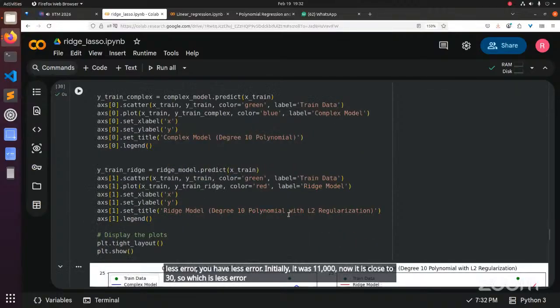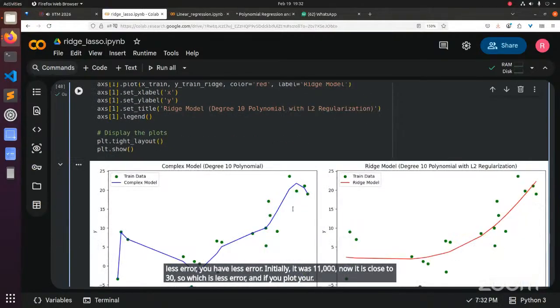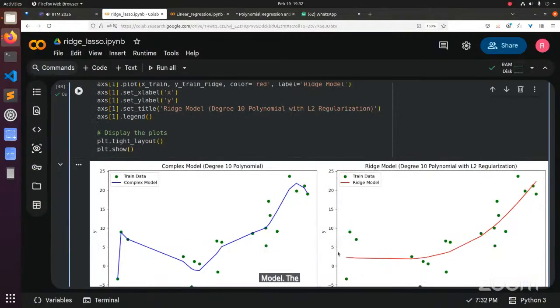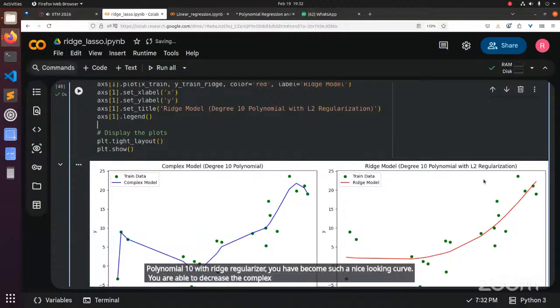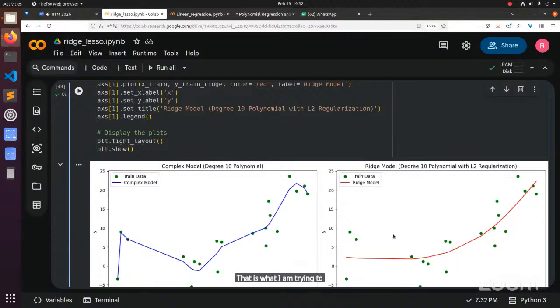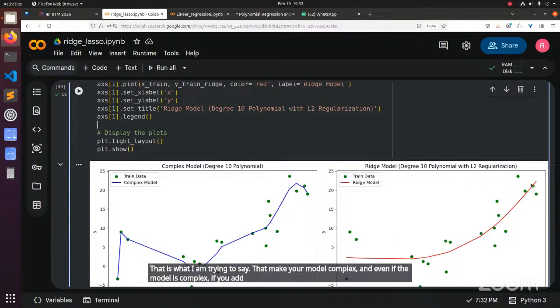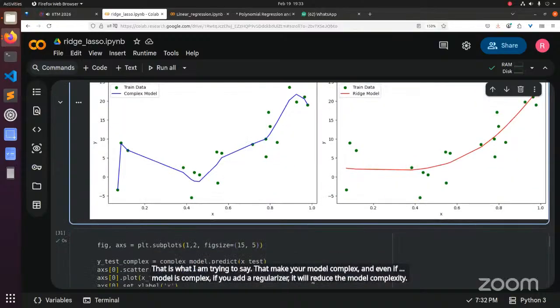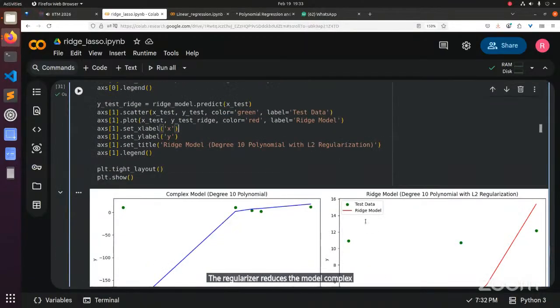If you plot your model, the complex model looks very complex, but with polynomial degree 10 and a ridge regularizer, it becomes a nice looking curve. You are able to decrease the complexity of the model by adding a regularizer. That is what I'm trying to say: even if the model is complex, adding a regularizer will reduce the model complexity. The regularizer reduces the model complexity, and not the other way around.